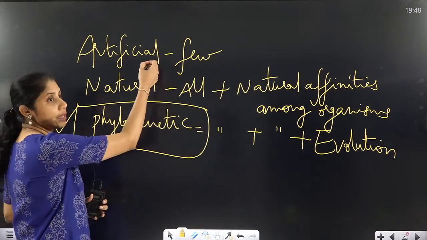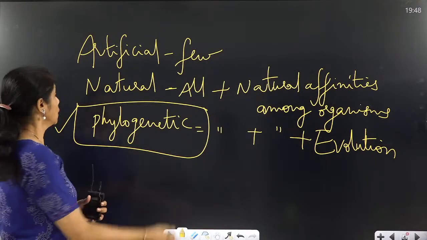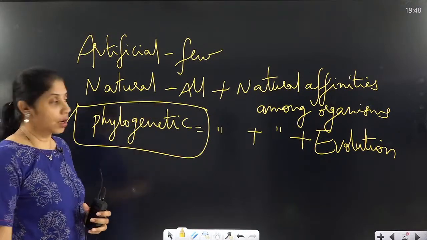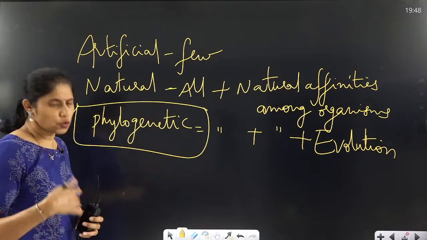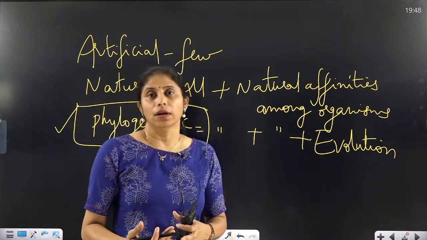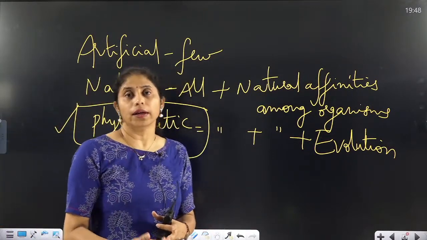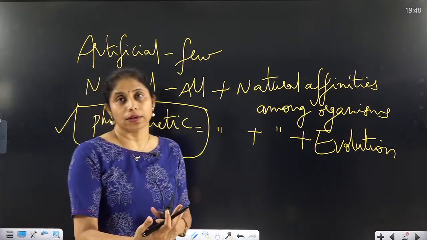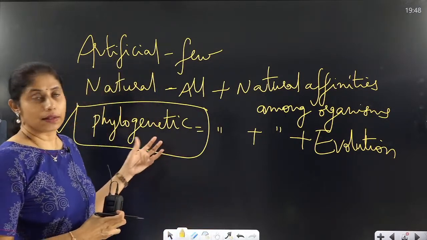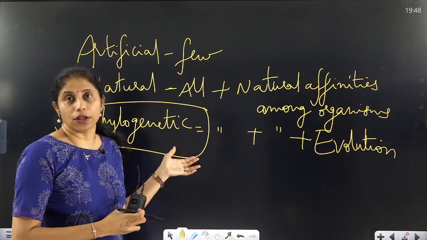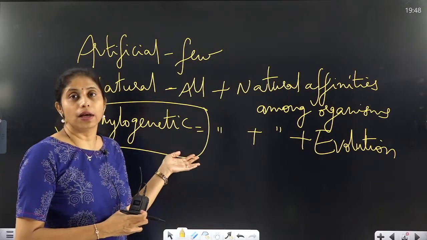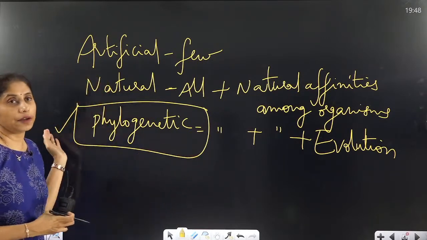Though Linnaeus gave the artificial system of classification, and the natural system was given by Bentham and Hooker, the phylogenetic system is given by so many scientists, like Hutchinson, Bessey, Engler, Prantl, so many scientists. So I did not give any particular scientist name here because it keeps on changing. The present system which we follow is the phylogenetic system of classification.